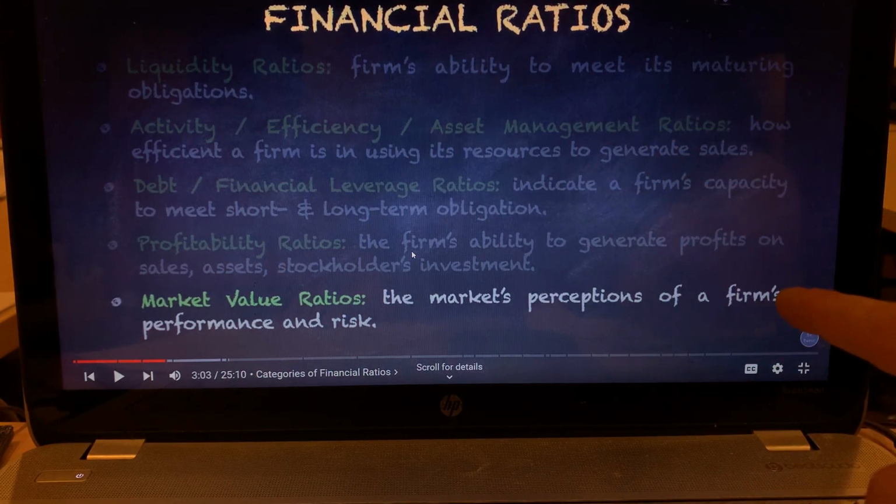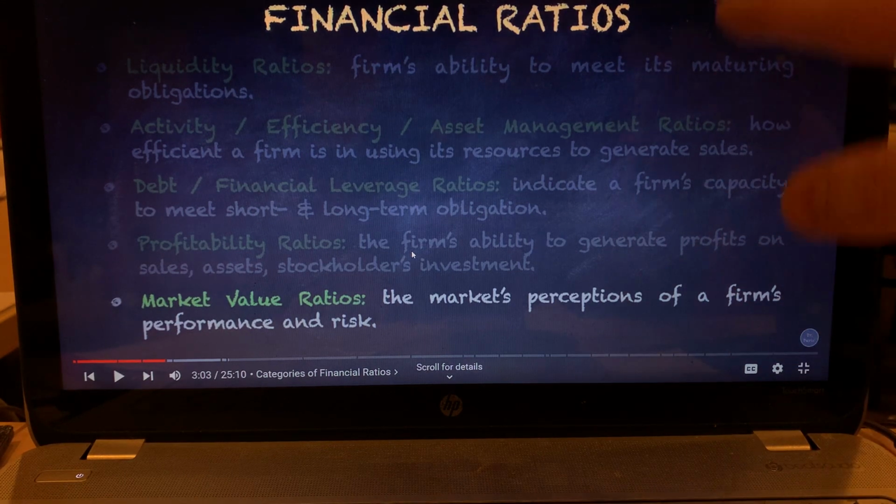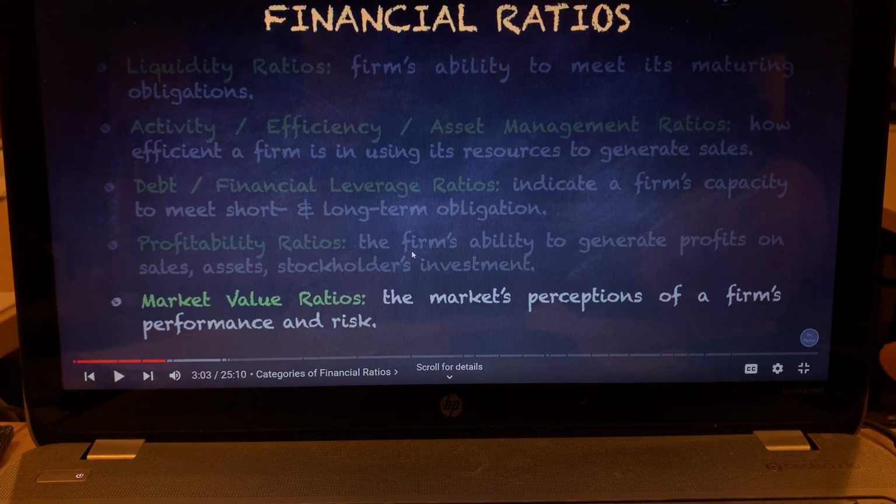And then finally, the market value ratio, that's what is the market's perception of the firm's performance and the firm's overall health, the company's health. So that kind of hopefully demystifies a little bit of this going forward.